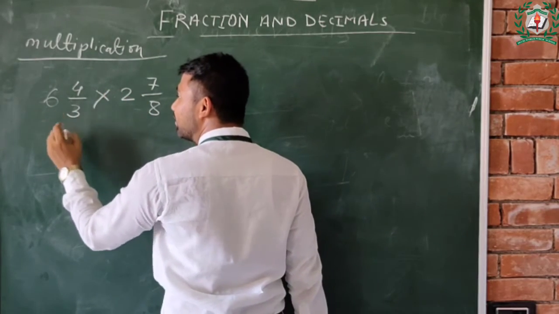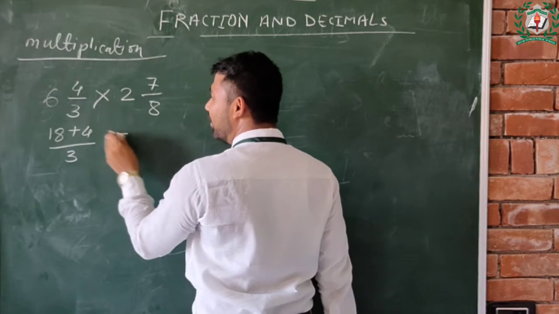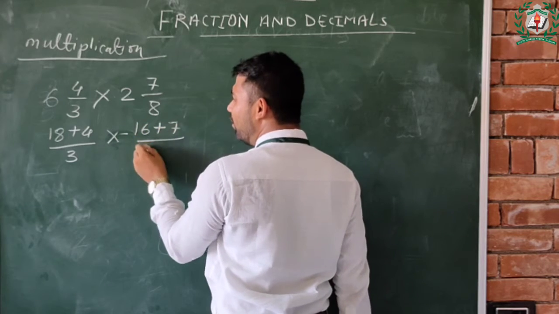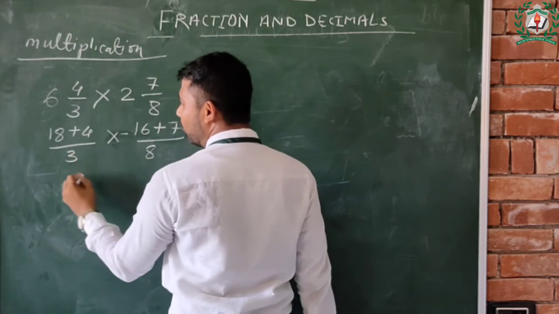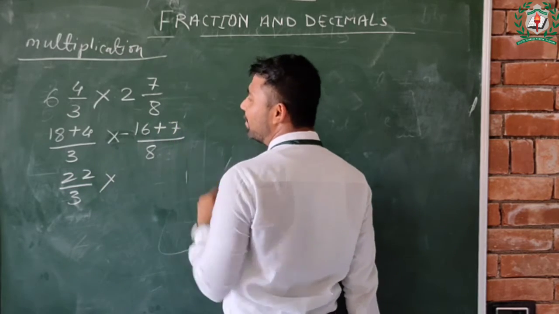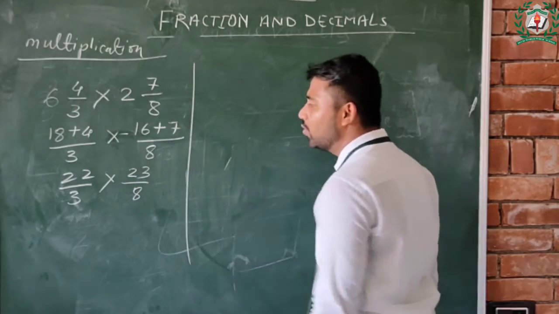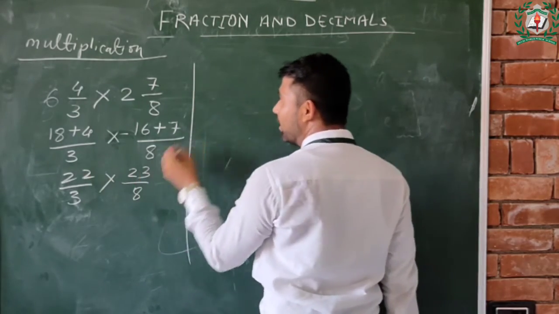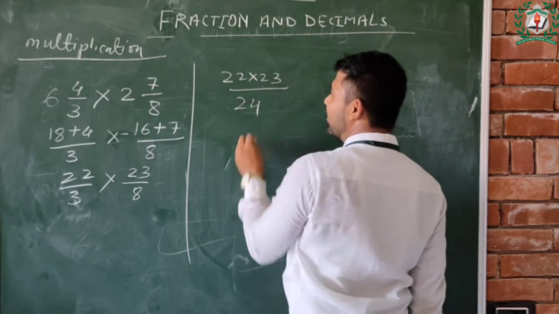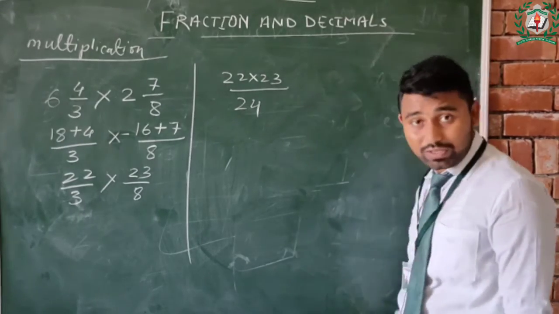3 sixes are 18, 18 plus 4 upon 3; 8 twos are 16, 16 plus 7 upon 8. So 18 plus 4 is 22 upon 3, and 16 plus 7 is 23 upon 8. Now what will we do? We have to multiply: 22 into 23 upon 3 into 8, that is 24. Got it students? You have to solve that question.